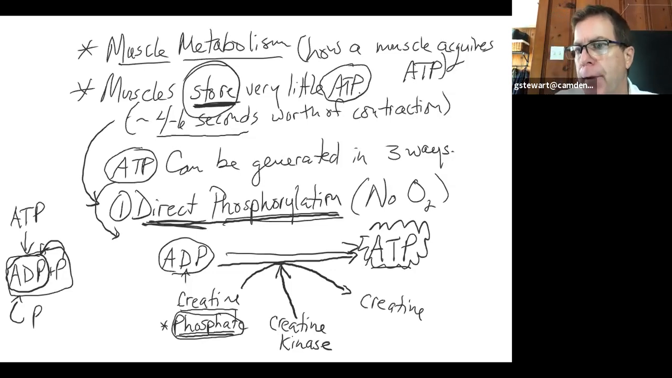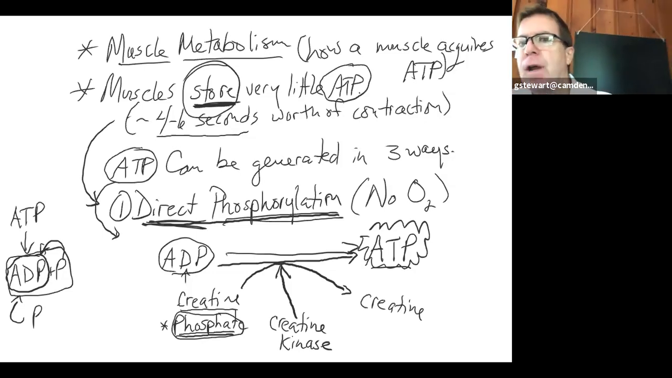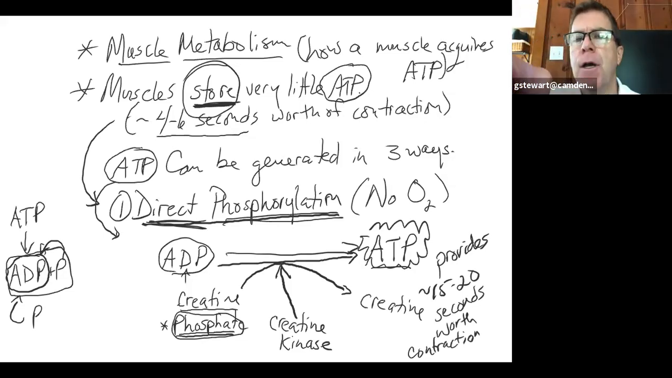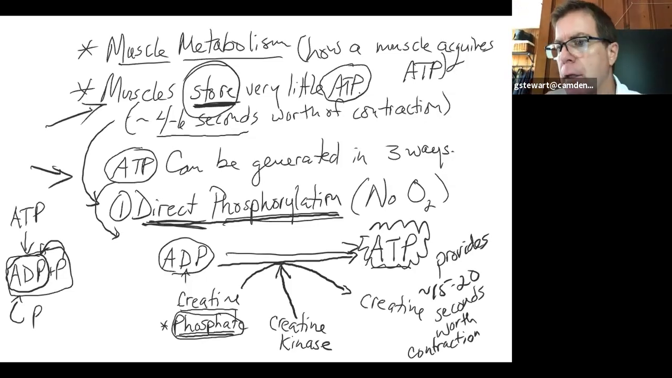So that's step one. By the way, I'm going to tell you, direct phosphorylation provides about 15 to 20 seconds worth of contraction. So now we're all the way up to a whopping 20 seconds. If we want to sustain a contraction, first our muscle does this, then it does this. Let's say we want to continue the contraction. Our body needs to continue a muscular contraction.